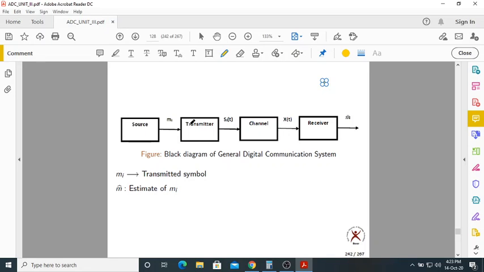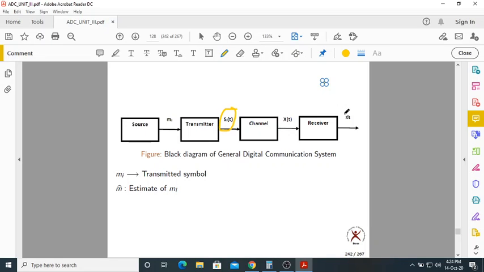Okay. So we have a transmitter. In the transmitter, those symbols will be modulated. Okay, so they will be transmitted. We have a channel and we have a receiver. The receiver will receive x(t). What is x(t) actually? It is a corrupted version of s_i(t).